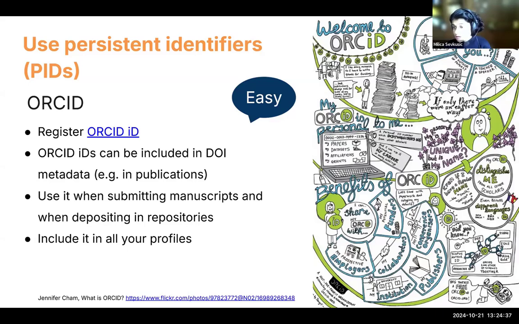You register, fill your profile with important information, and fill your profile with your publications. You don't have to type them in. You will be able to import them from multiple resources. And then you just add your ORCID whenever you submit a manuscript to a journal. Add your ORCID, insist on it so it's not forgotten.